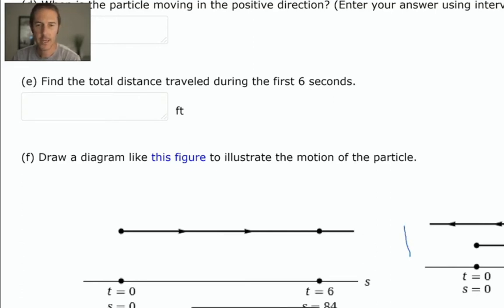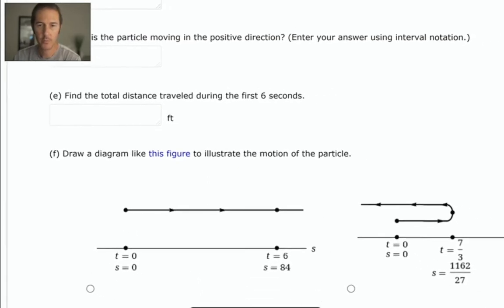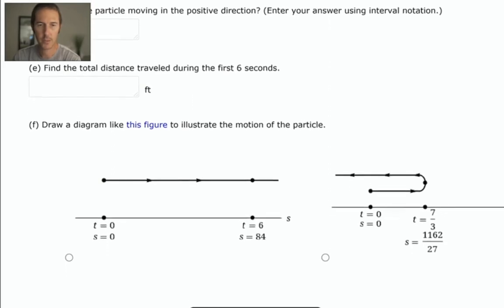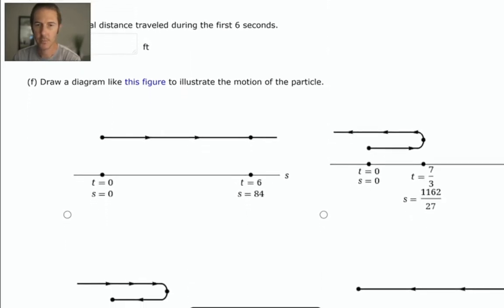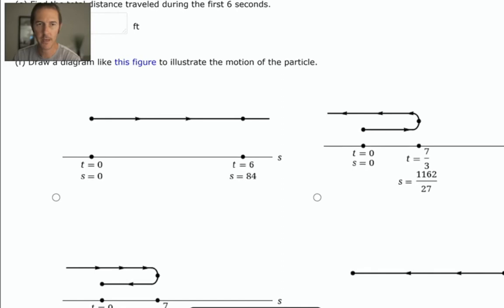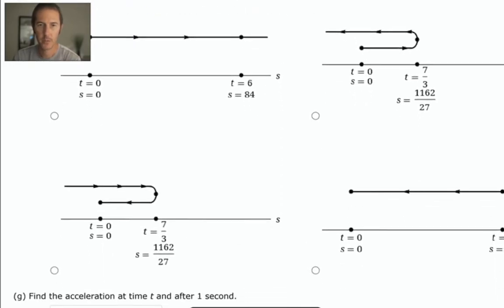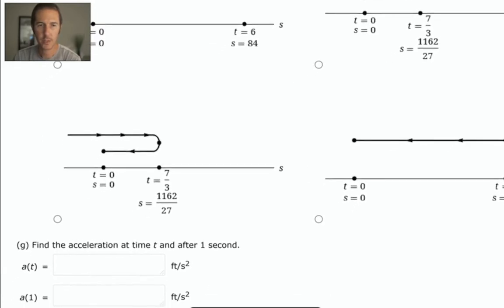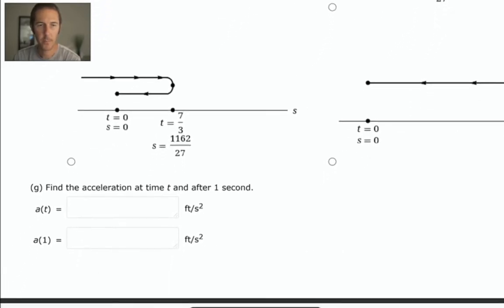Part F, draw a diagram. We saw that also in the previous video. Where your velocity is positive, it has you moving to the right. Where velocity is negative, it's moving to the left. Where velocity was equal to 0, at those time values, you're making a U-turn. So check that out and make sure that it's specific to the interval from 0 to 6.